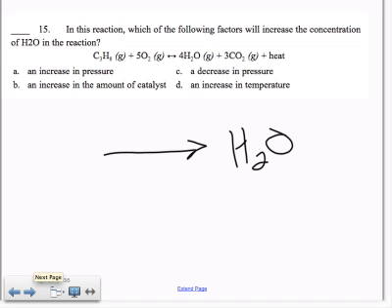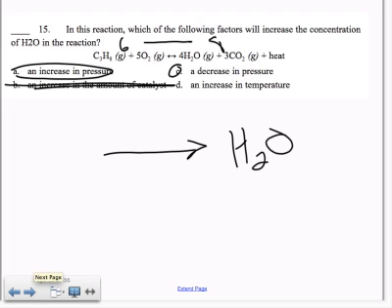So if we increase the pressure, that's going to actually force it to the left, because that's the side with fewer moles of gas, 6 versus 8. Increasing catalyst doesn't affect concentration, just the rate of the reaction. If you decrease the pressure, that's going to draw the equilibrium toward the side with the higher number of moles of gas, which would be the right-hand side that we want to get to.